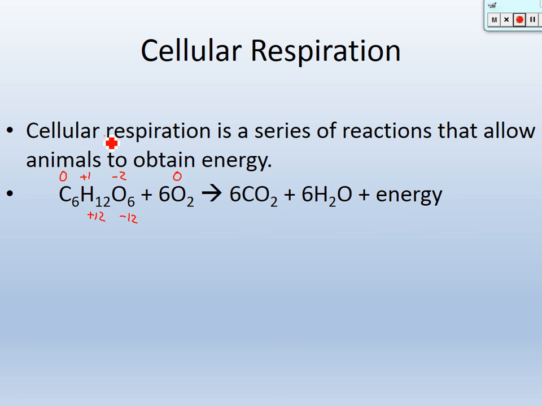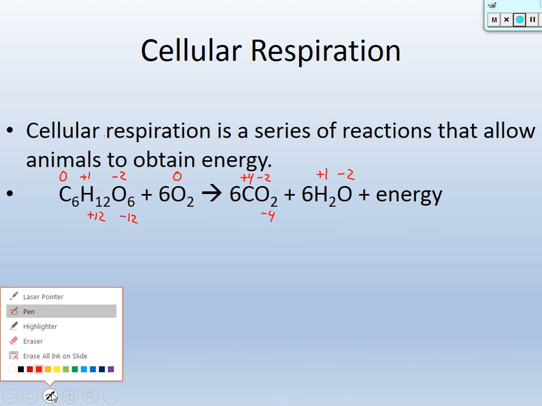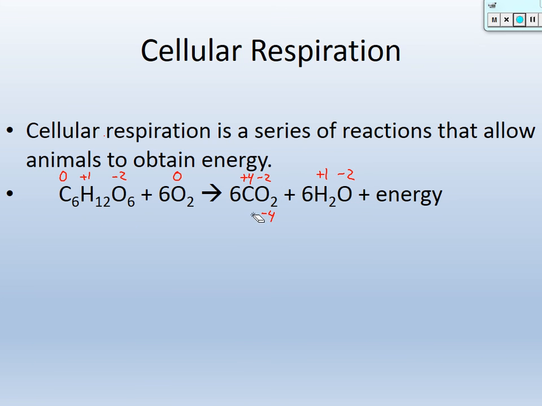This is good review. Oxygen is not by itself. -2, times 2 is -4. What does the carbon have to be? +4. We'll do that later. Oxygen, -2. Hydrogen, +1. Let me erase those totals down there. So let's find out what the electrons are doing in cellular respiration.